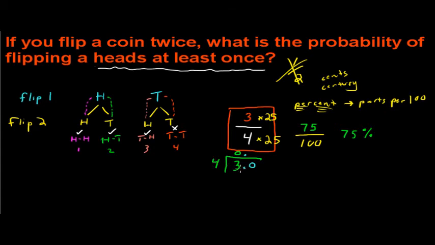Okay, 4 will go into 30. It will go 7 times. 7 times 4 is 28, and I end up with a 2 left over. So I just add another 0 and drop it. And 4 will go into 20 evenly 5 times. 5 times 4 is 20. A remainder of 0. So this is my decimal.